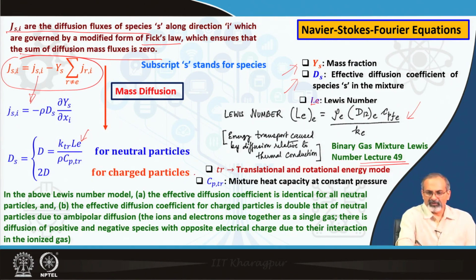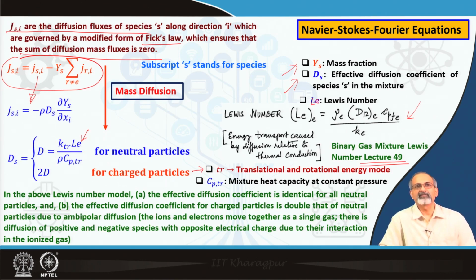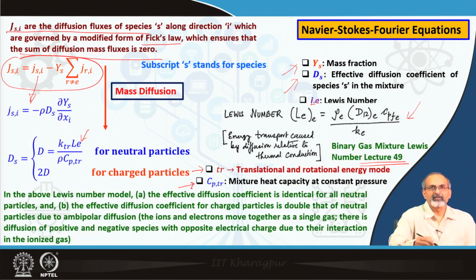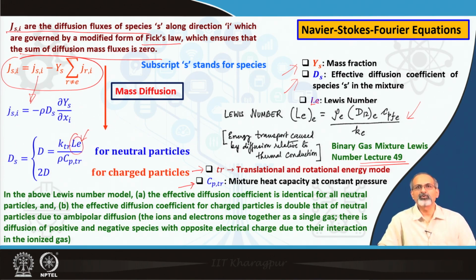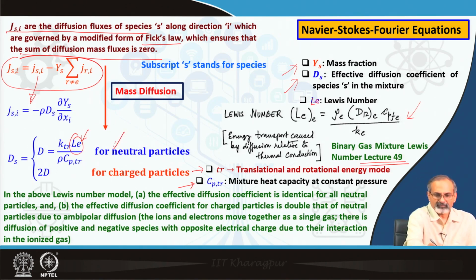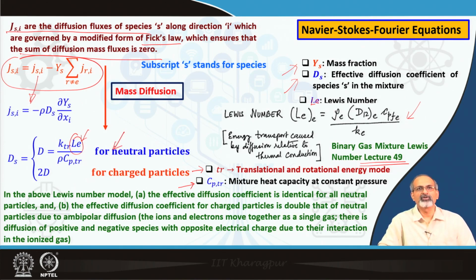Again, remember that wherever the subscript Tr comes up, it is translational and rotational, and Cp_Tr of course is the mixture heat capacity at constant pressure. In the above Lewis number model, that means a model based on Lewis number, the effective diffusion coefficient is identical for all neutral particles. So, we have a common formula for all neutral particles, and the effective diffusion coefficient for charged particles is double that of neutral particles due to what is called ambipolar diffusion.